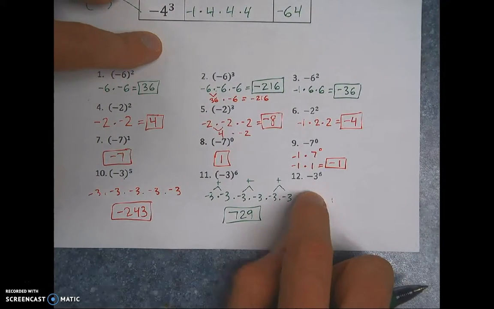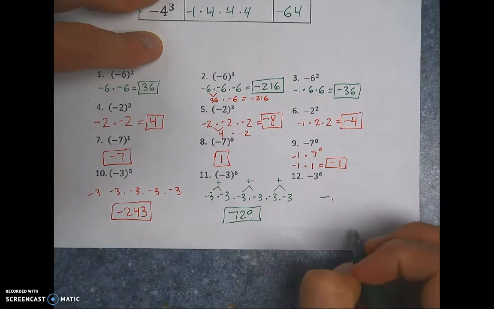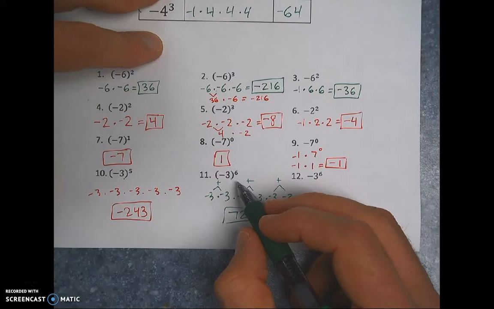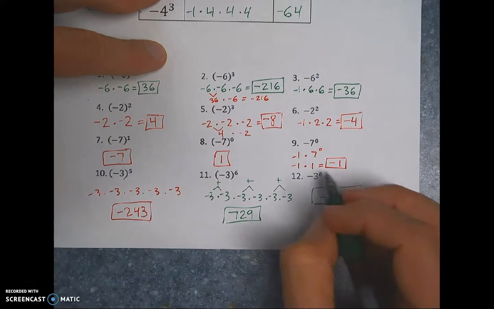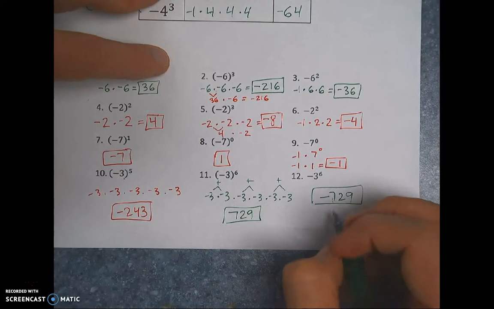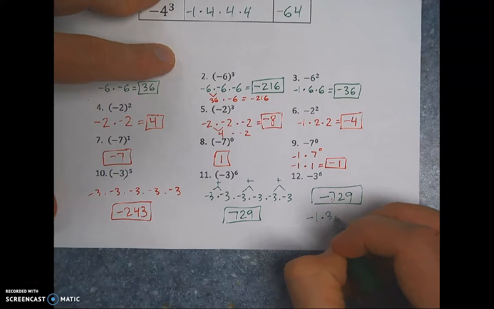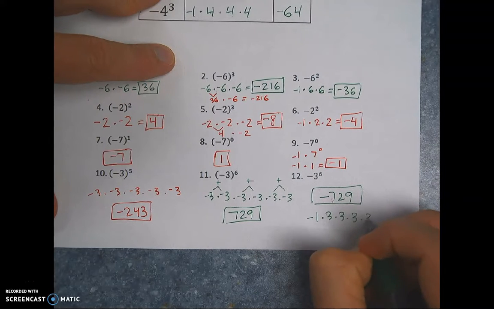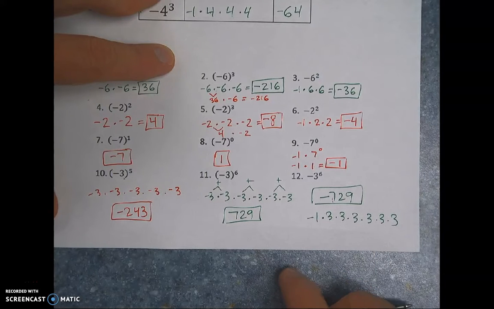All right, last one. There's no parentheses, so I know this is going to be a negative answer. And we just did 3 to the 6th. It's 729. Now, if you were going to write this out in expanded form, which I want you to, it's -1, and then just the 3 repeated 6 times. So on your work, I do want to see the expanded form, but then use the calculator to help you get your answer.